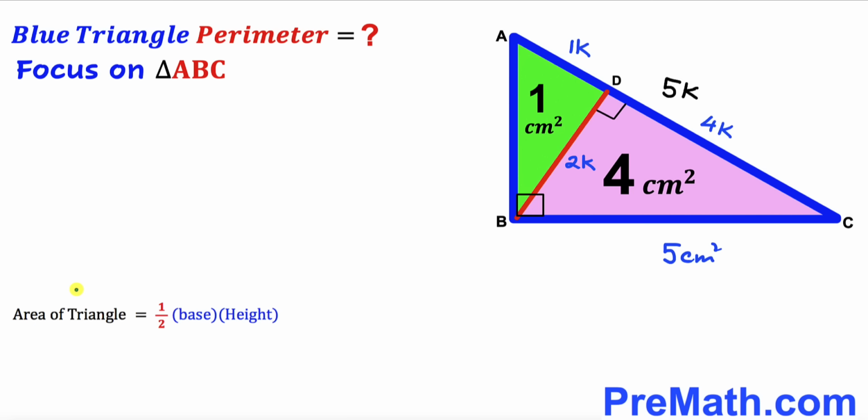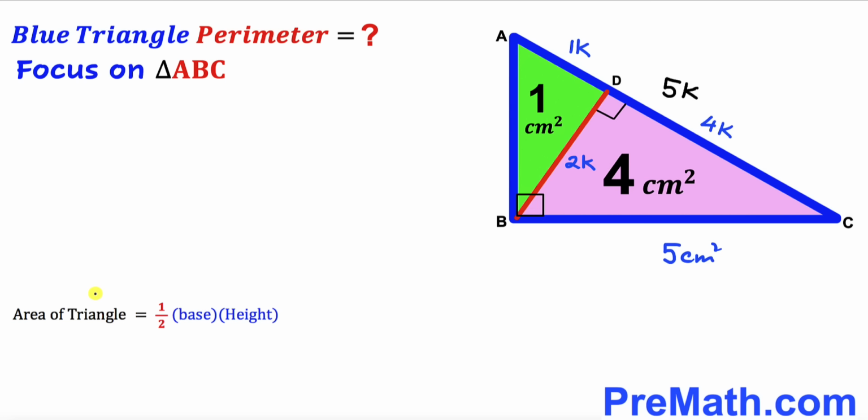Now let's recall the area of a triangle formula. Area is always equal to a half times the base times the height of the triangle. In our case, the base of this blue triangle ABC is 5k, the height is 2k, and the total area of this triangle is 5 centimeters square.